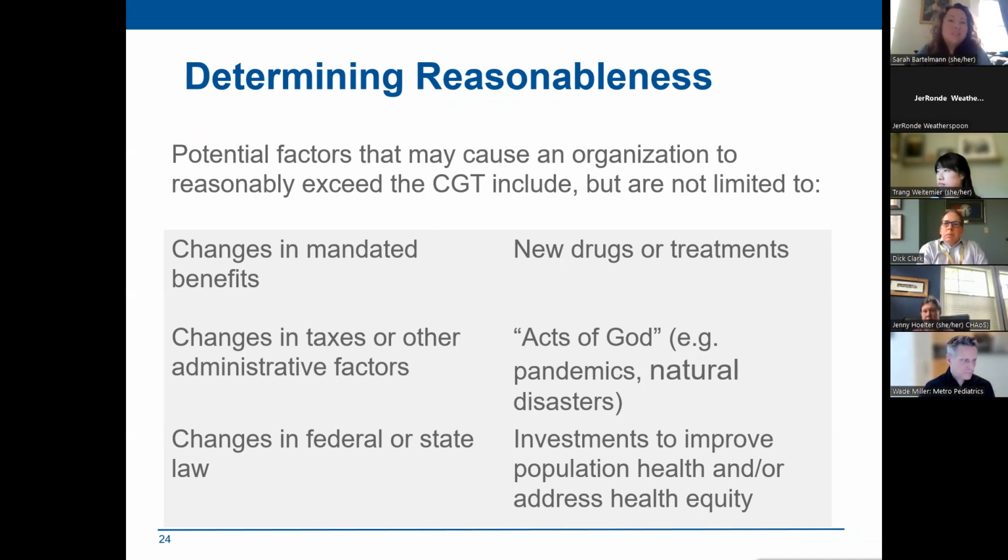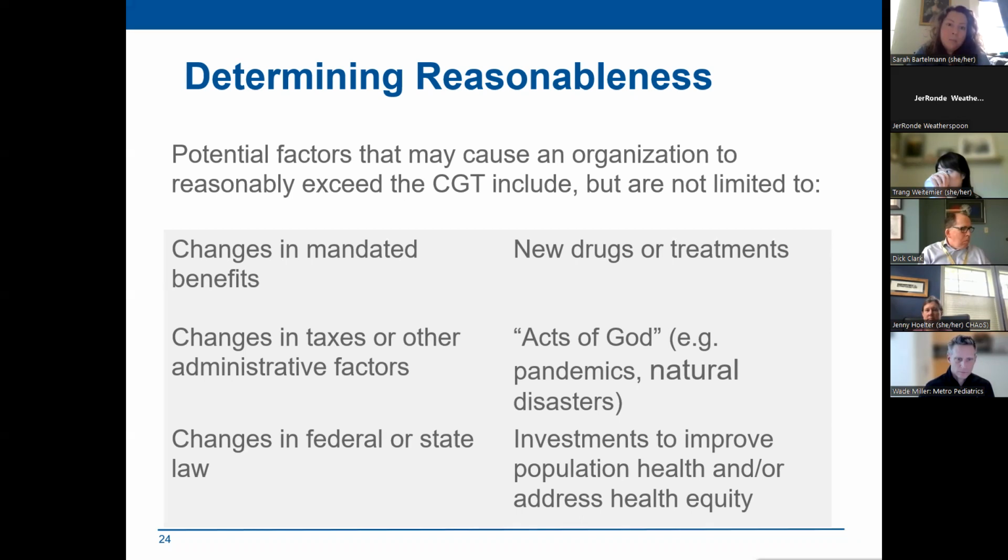We also have a placeholder for acts of God, pulling in some insurance language there. So we did not anticipate COVID when we were putting this together. COVID is a good reason. We know that healthcare costs have dramatically changed in different ways. Utilization dropped in early 2020. Now it's back up. We know that healthcare workforce costs are up quite sharply. There are lots of things that are happening we want to be unpacking, and some of those are going to be really good reasons for an entity exceeding the cost growth target.